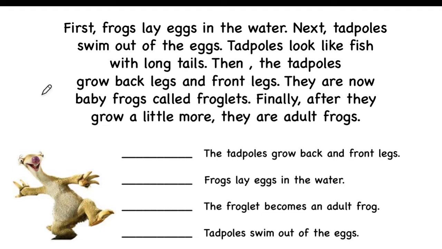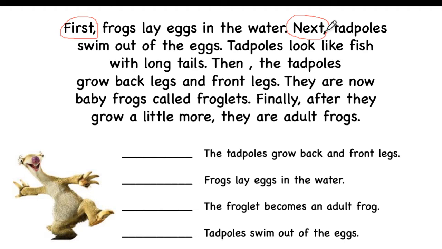Okay, so what we will do, we read it one more time and circle the clue words, the time order clue words. First, frogs lay eggs in the water. What happens first? Say it loud. Frogs lay eggs in the water. That happens first. What do the frogs do first? Frogs lay eggs in the water. Next, tadpoles swim out of the eggs. What happens next?